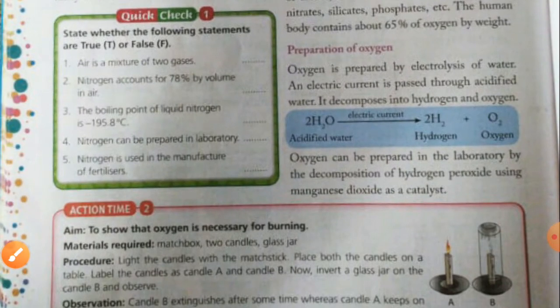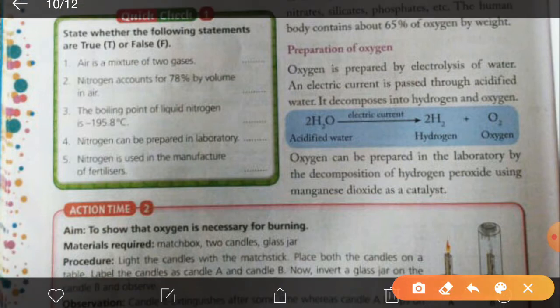Now when we are talking about the preparation of oxygen, oxygen is prepared by the electrolysis process. You have to learn the electrolysis process, because some other processes also exist, but basically you have to learn the electrolysis process. In electrolysis, they pass an electric current through acidified water. So they pass electric current.